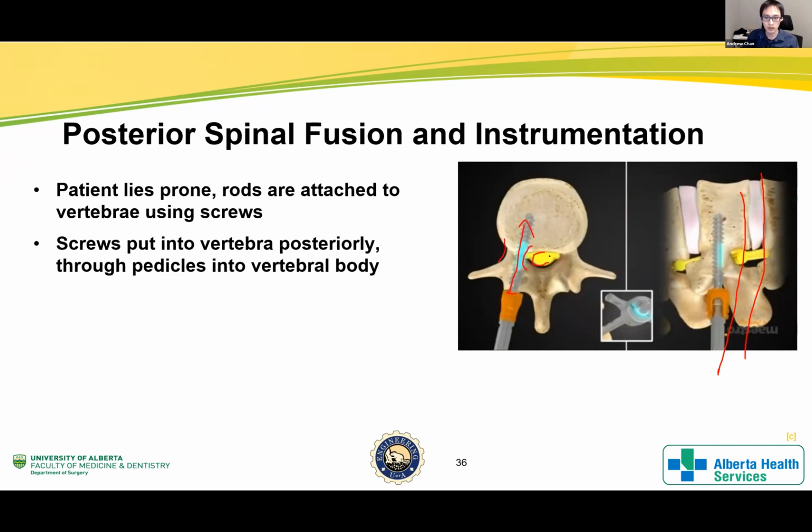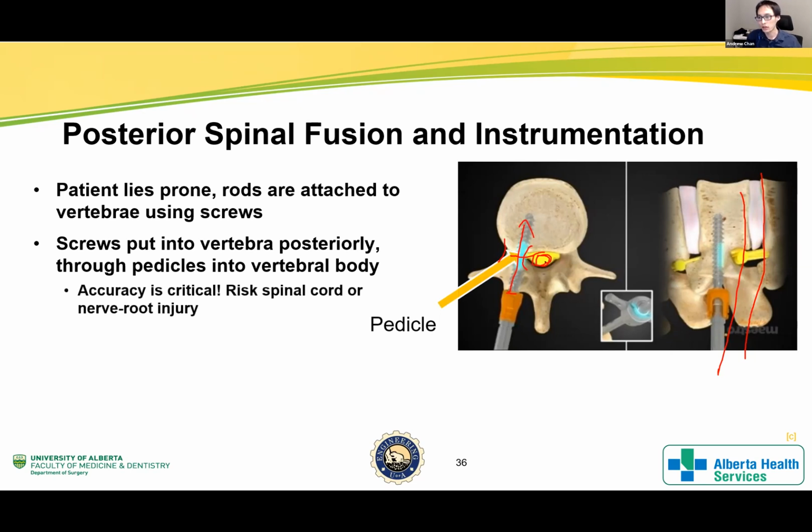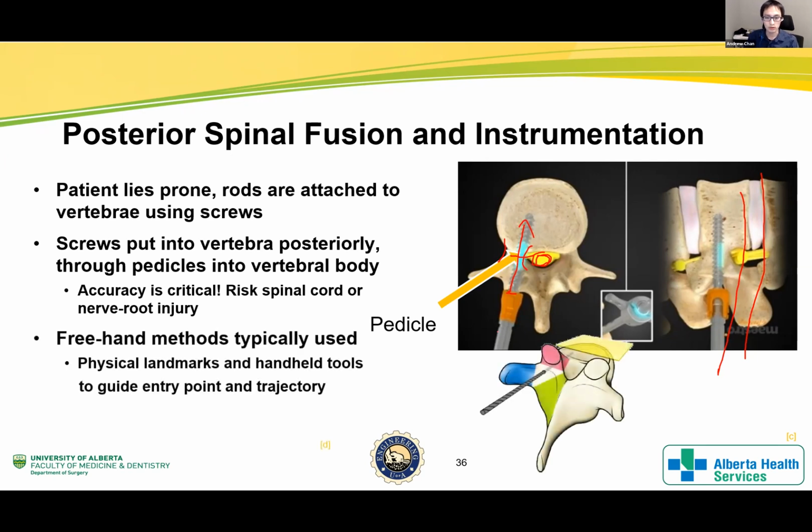And you can see right here is the spinal cord, and you have nerve roots that go above and below the pedicle. So accuracy is very important. You have to make sure that you're not going to cause a neurologic injury when you're treating scoliosis. And so in the past, freehand methods have worked very well. Surgeons will landmark where they want to put the screw and then use handheld tools to guide the trajectory through the trabecular bone into the vertebral body.